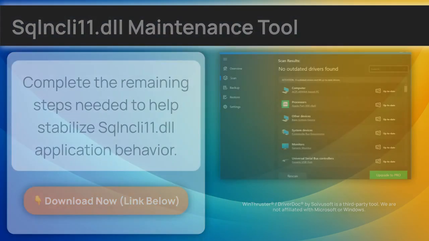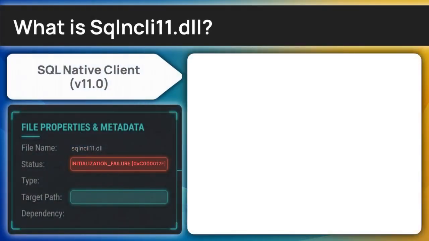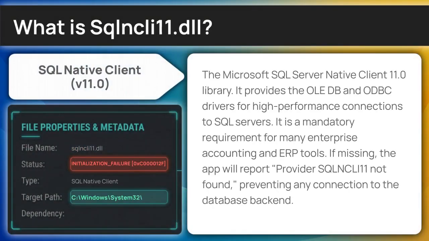This is the SQL Server Native Client 11, the Microsoft SQL Server Native Client 11.0 library. It provides the OLE DB and ODBC drivers for high-performance connections to SQL servers. It is a mandatory requirement for many enterprise accounting and ERP tools. If missing, the app will report provider sqlncli11 not found, preventing any connection to the database backend. Since we've covered what this file is, let's move to the primary fix.